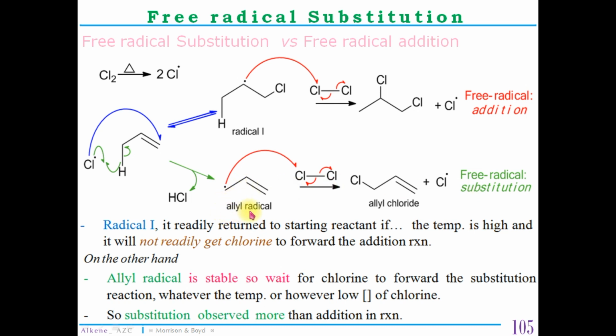This allyl radical is more stable than the first radical. Therefore, this allyl radical can wait for chlorine to carry forward the substitution reaction, whichever the condition is, either high temperature or low concentration of chlorine. Because this allyl radical is more stable than the other radical, it waits to get chlorine gas, interacts with it, and gives allyl chloride. Therefore, the substituted product is obtained more than the addition product.